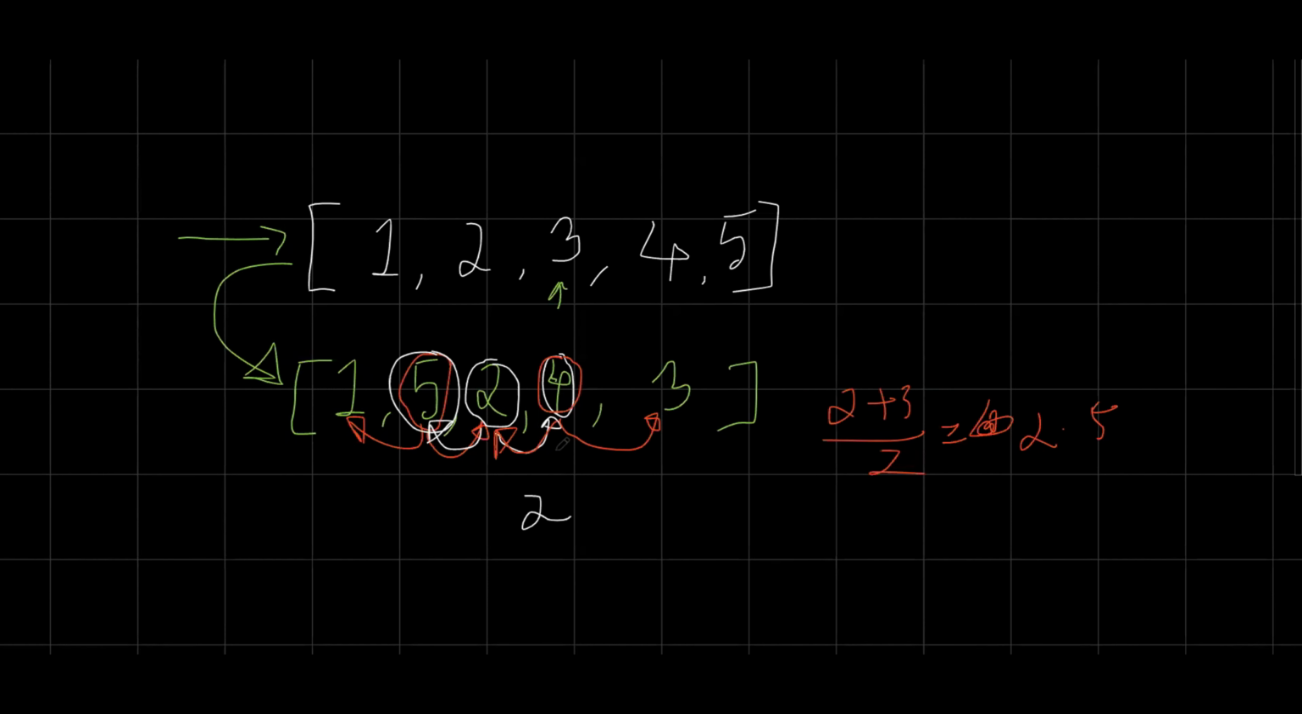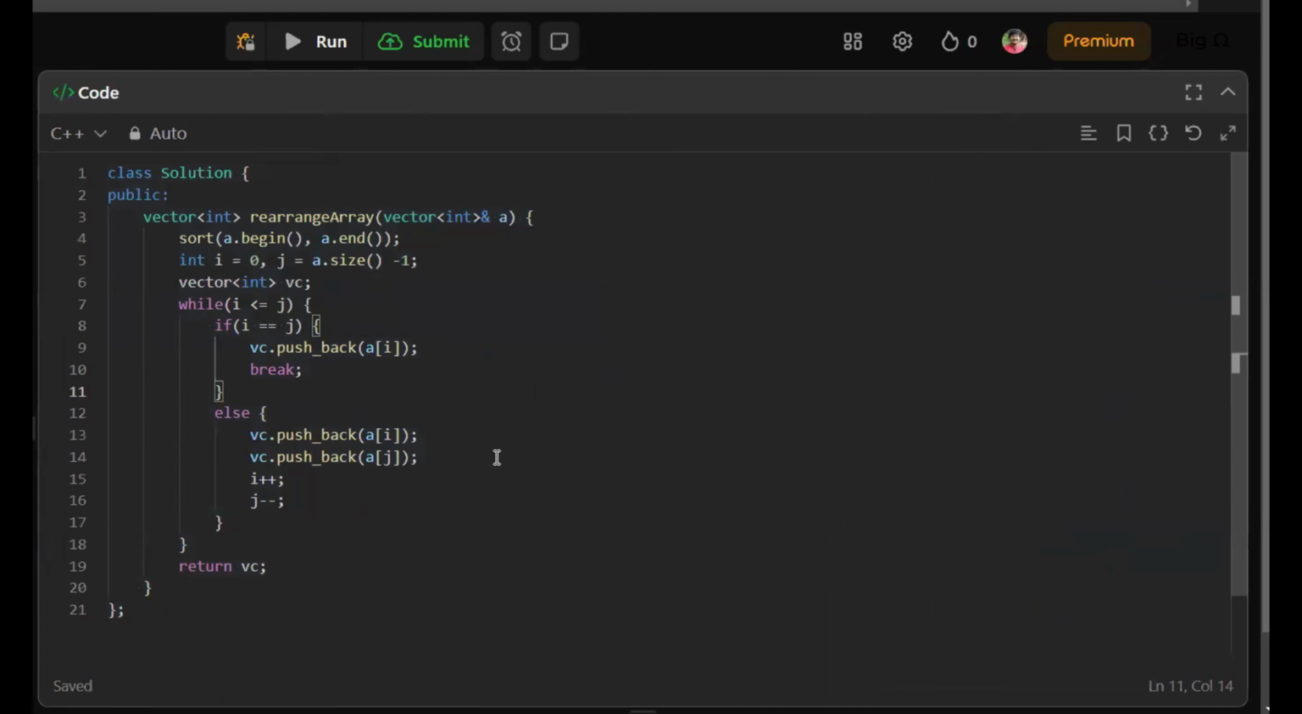Now let's move on to the code. In this problem, the code is pretty simple. At first, we are given a function named rearrangeArray and an input vector. After that, we have to sort the input vector. This is the key step, because if we do not perform the sorting, then the two pointers approach may not work properly. So we have to perform the sorting on the input vector.